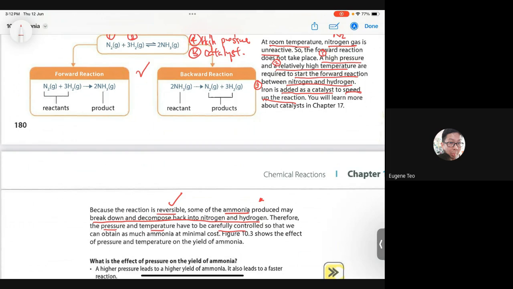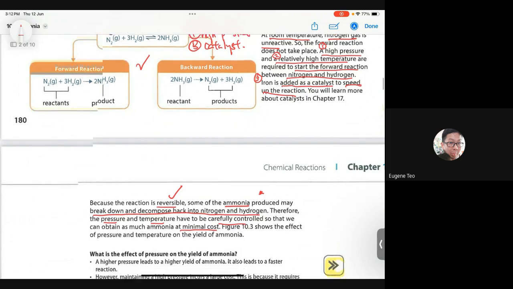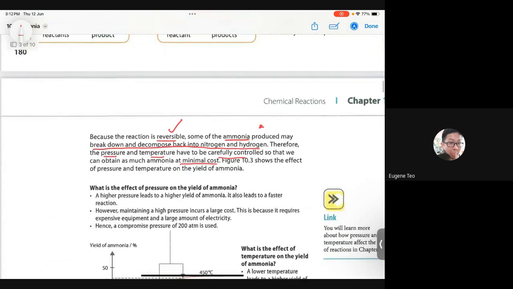But industrially, in real life, I will not do it. I'll manage it in terms of not super high temperature, super high pressure, because this will affect my costs. Now, how does it affect cost? Let me show you. Figure 10.3 shows the effect of pressure and temperature on the yield of ammonia.